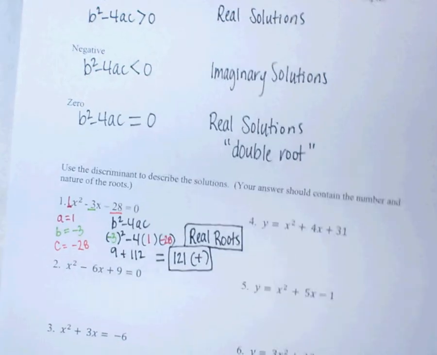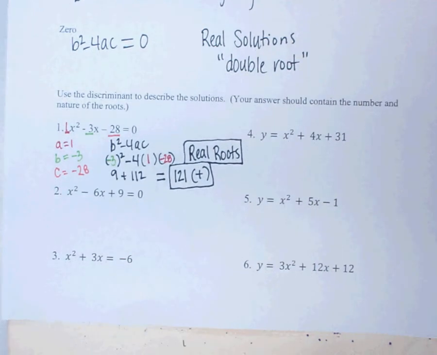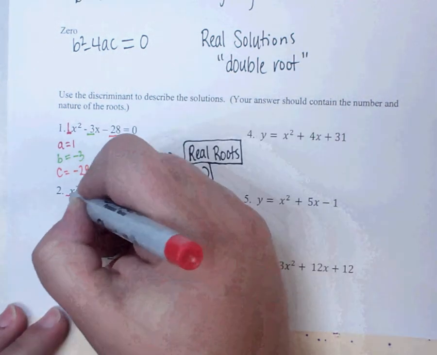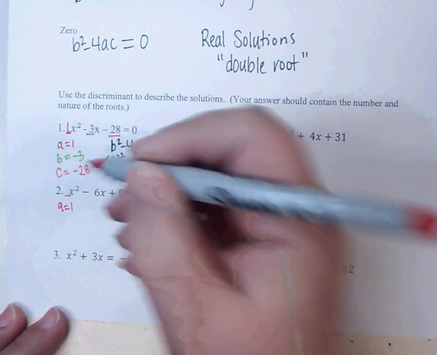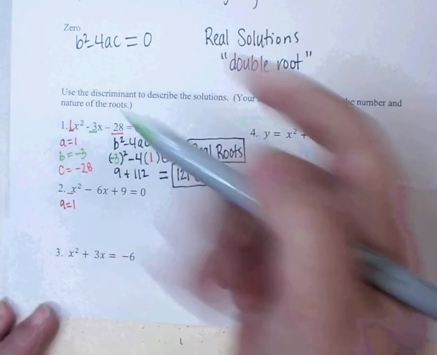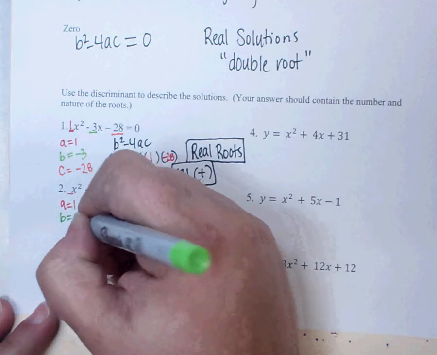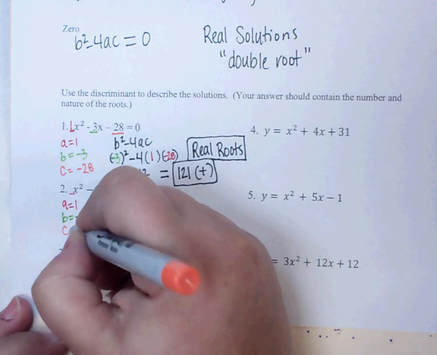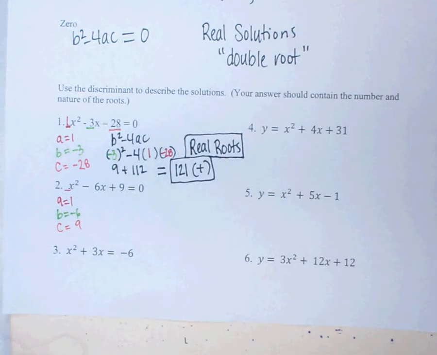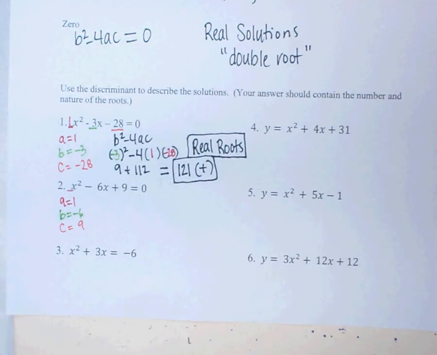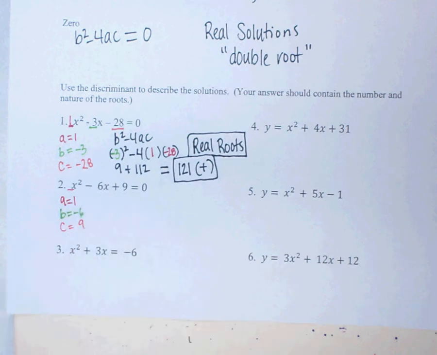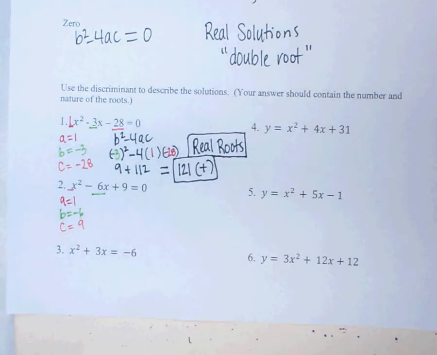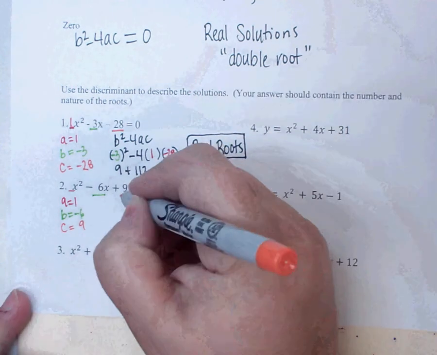Okay, so let's go on down to number 2. We're going to work this one a little bit faster. We have that A, in this case, is 1. B, in this case, is -6. And C, in this case, is 9. Okay? So we're looking at these numbers that are up here. This is B, and this one right here was C.